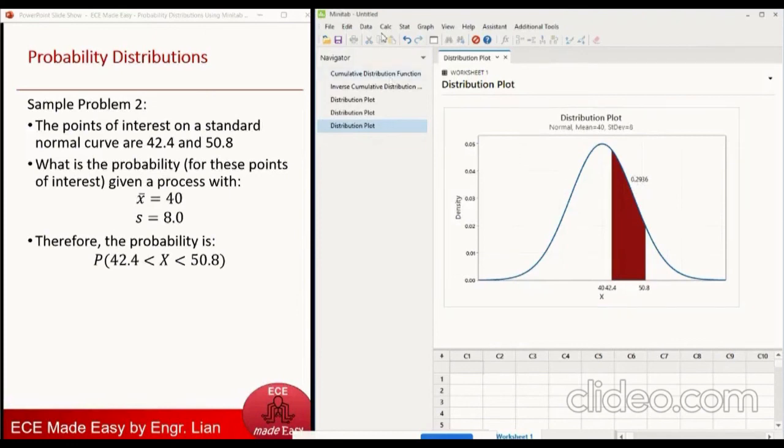Now, if we were to use the probability calculation here, it will be longer since we need to calculate the probability at 42.4 first, then another probability at 50.8. Then we will get the difference between those two probabilities and we will arrive at the same answer.